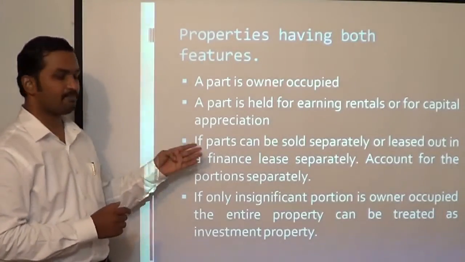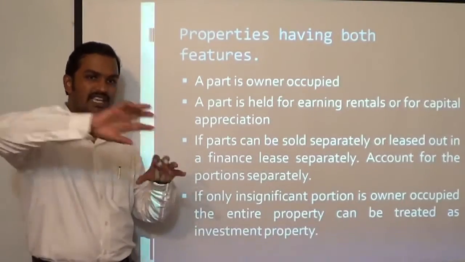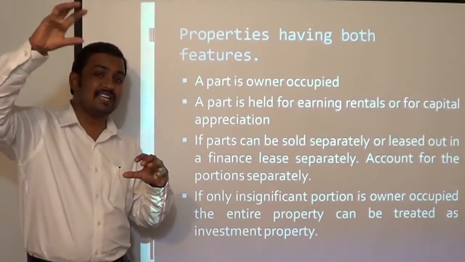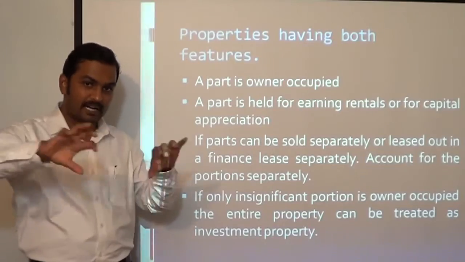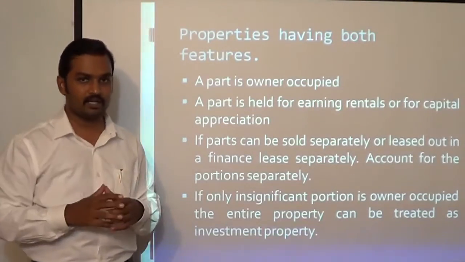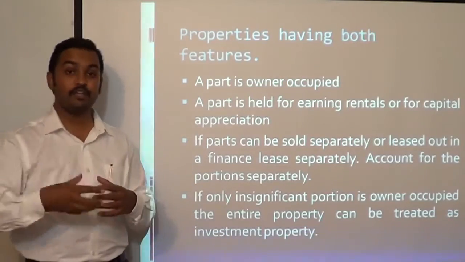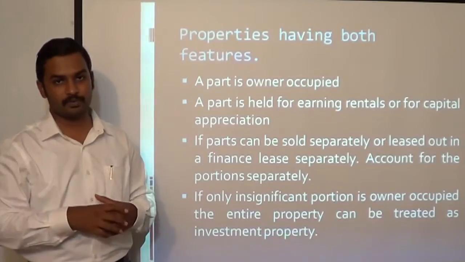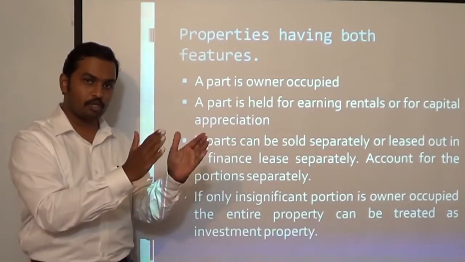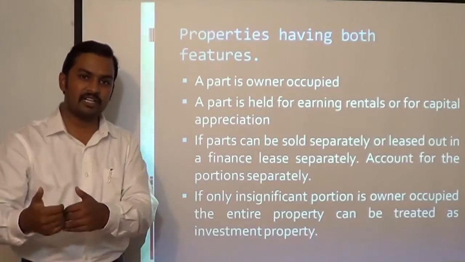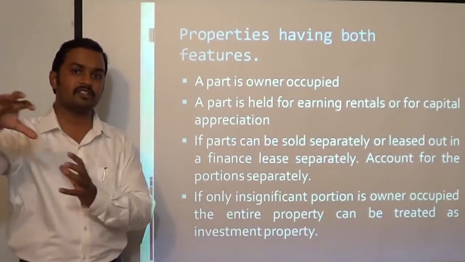So what the standard says is, if parts can be sold separately, if you can sell the parts separately, if you can give such parts independently under a finance lease, in such cases you have to account for them separately. So if you can dispose them separately, if you can give it on finance lease separately, then definitely you can account for them separately. That means the part which is owner occupied will be considered as PPE, property, plant and equipment. The part which is held for earning rentals or by way of capital appreciation will be considered as an investment property.